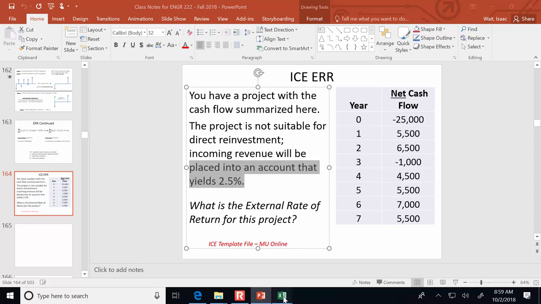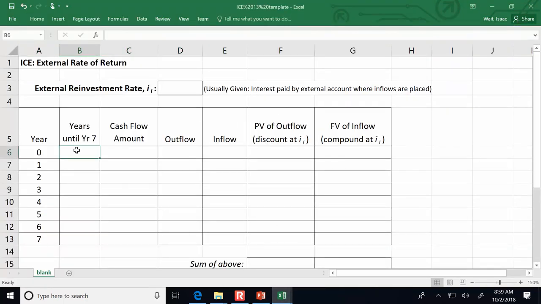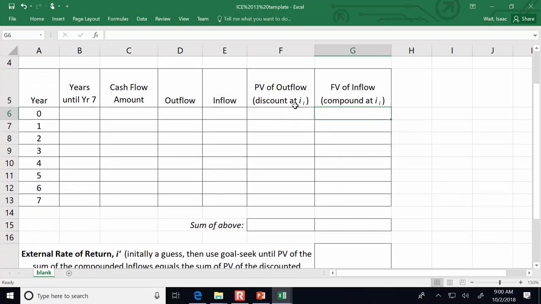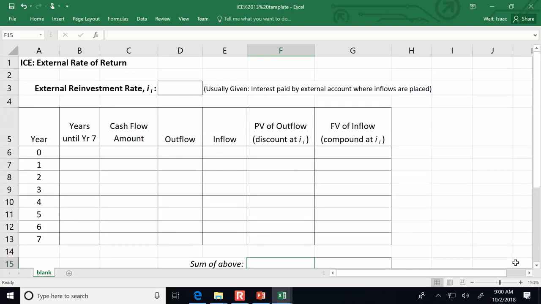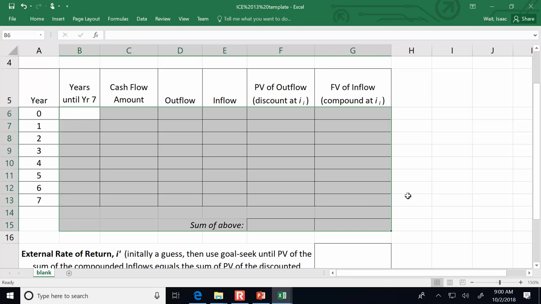Now the template file, what I've done is I've outlined for you what the process should be. We've got here a time column, years until year 7. Why did I give you that? What's the purpose of that secondary time axis? Exactly, good. So it's for calculating future values. Because remember, we're going to write down the cash flow amount. You already have the nets, but put outflows into one column and inflows into another, just to make it more obvious what's going to go into this column versus this one. Then once you do the conversions of PV of the outflows and FV of the inflows, sum them up all here, and we'll go to that point. I'll walk you through the last step for calculating the external rate of return. You're welcome to try it on your own, but let's at least fill out this table and then see if we're all in the same spot.